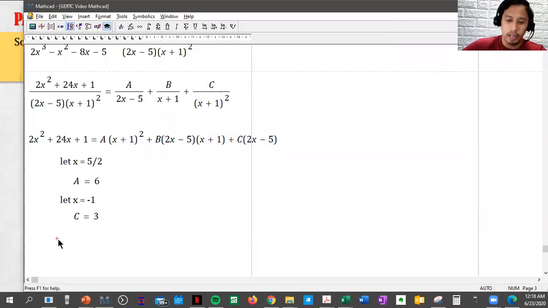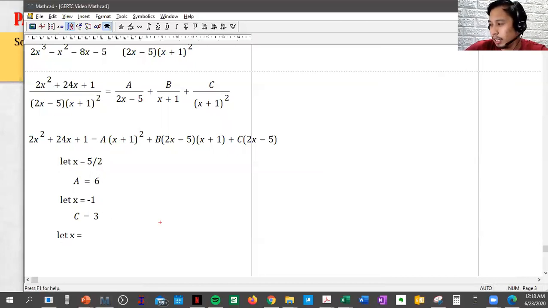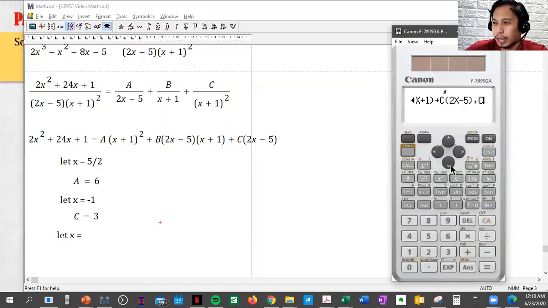And to solve for B, let x be what again? What did we do earlier? We let x equal any number except 5 halves and negative 1. You must not make x equal to those again. Choose something else, like 0 or 1 or 2, basically anything but these. Let's say I'm going to make x equal to 143.